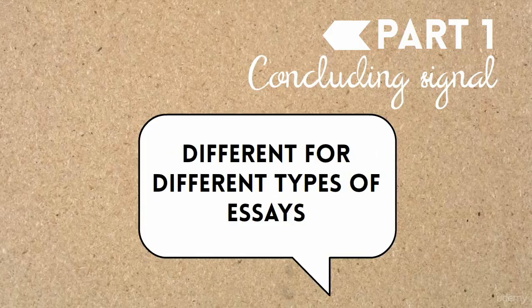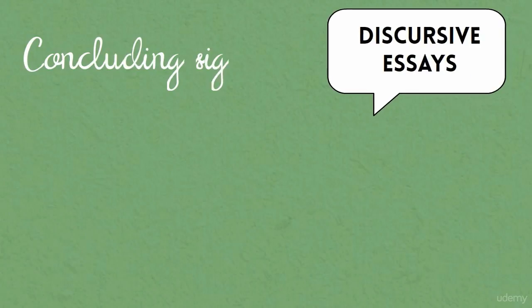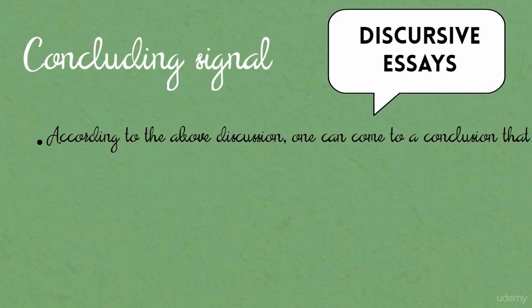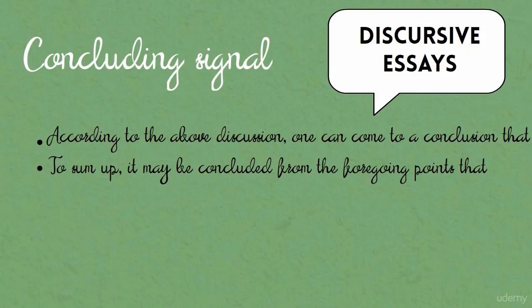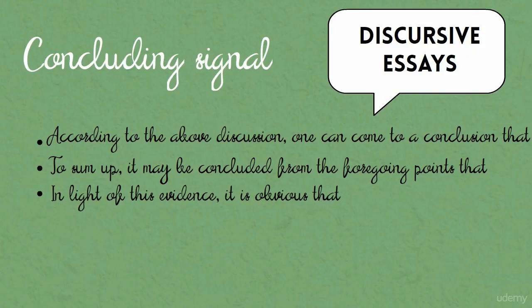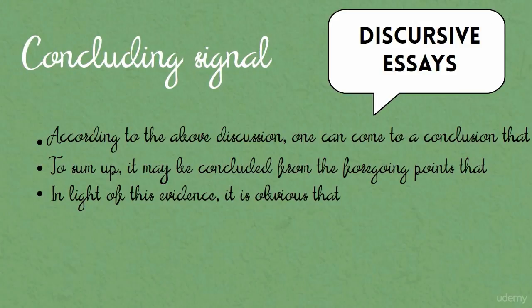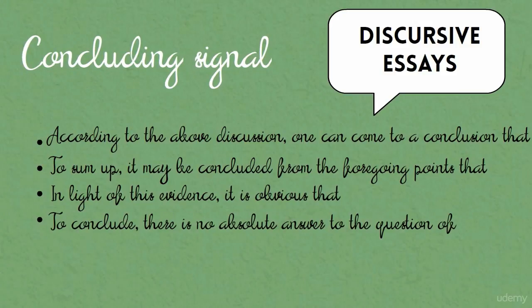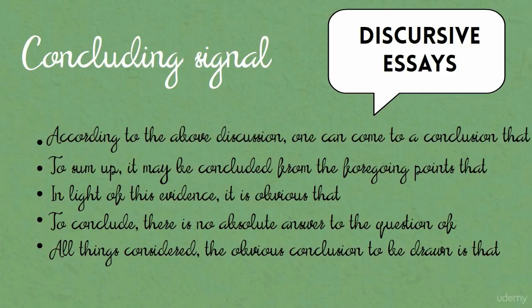For example, for discursive essays, the concluding signals can be like this. According to the above discussion, one can come to a conclusion that; to sum up; it may be concluded from the foregoing points that; in light of this evidence, it is obvious that. To conclude, there is no absolute answer to the question of. All things considered, the obvious conclusion to be drawn is that.